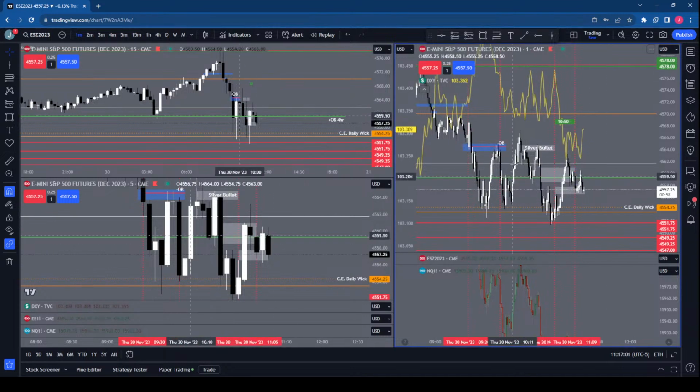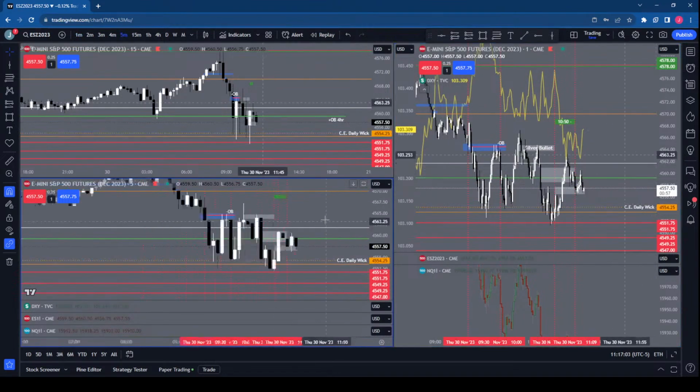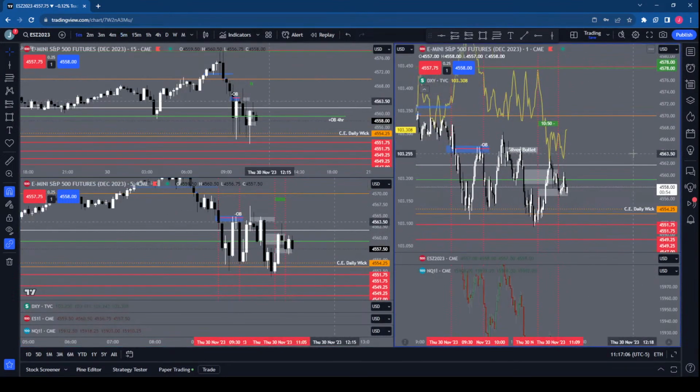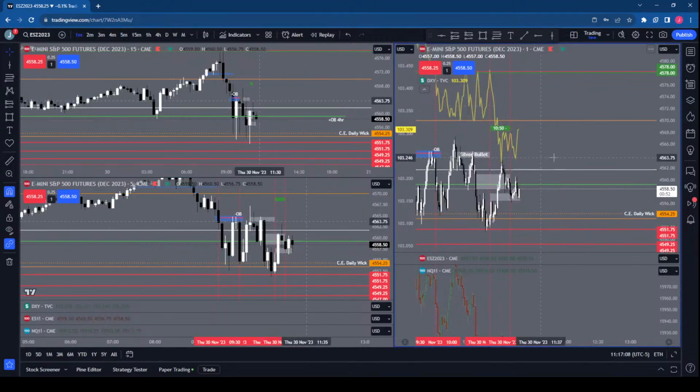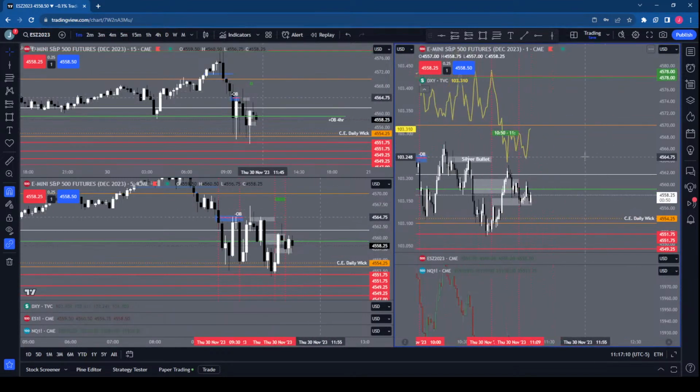We've been sideways for so long. I'm wondering, probably the 11, like the lunch macro, will kind of go for liquidity.